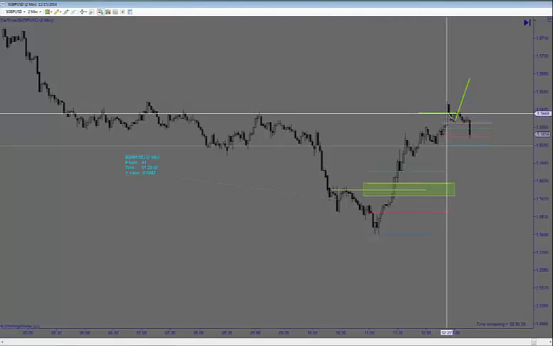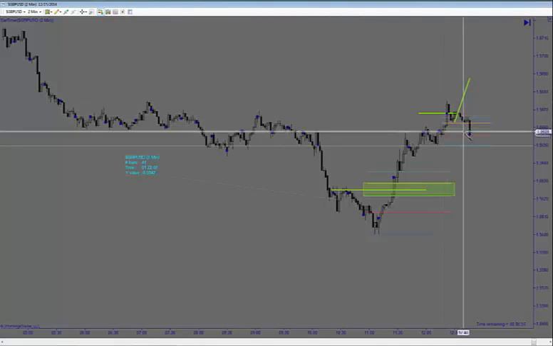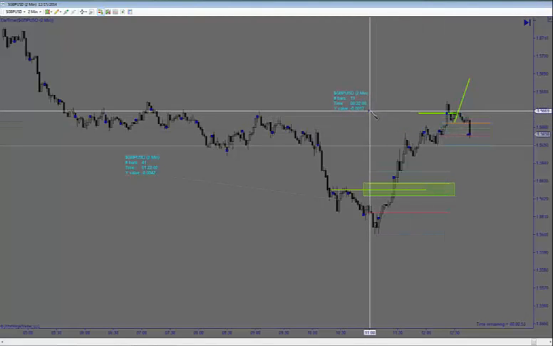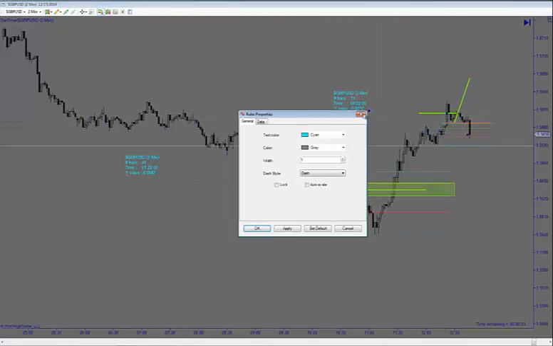So on that trade, we would have lost 12. We'll put that one in red.